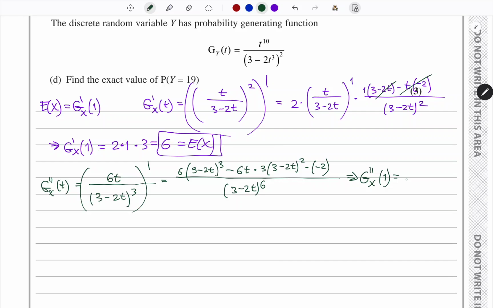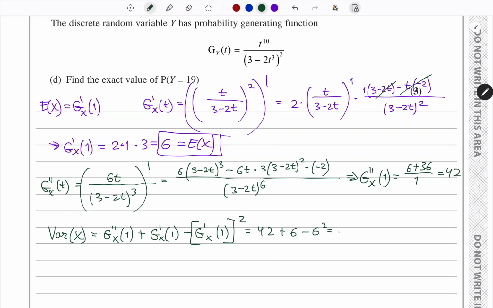It's 6 plus 36 divided by 1. It's 42. So the variance of x is the second derivative at 1, plus the first derivative at 1, minus the first derivative at 1 everything squared. This is the formula. So it's 42 plus 6, minus 6 squared. It's 12.